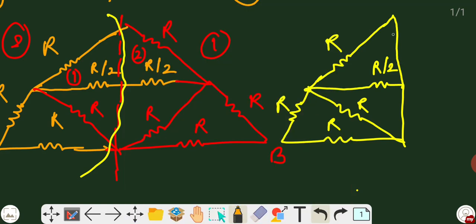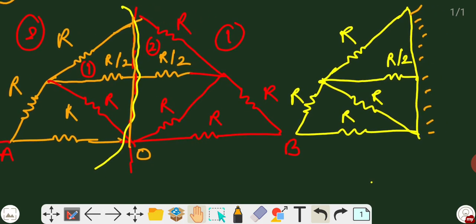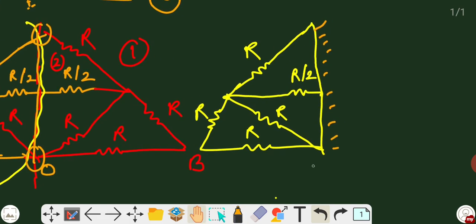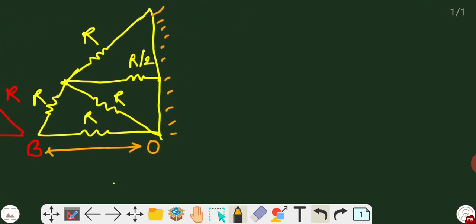Now what I have done over here is join this whole part. You can see the whole part is joined over here, and we have considered this point as O, since it's a joining point for both circuits, and this point is also a joining point for both circuits. Now I just have to find the equivalent resistance across this B and O. So let us solve this question.